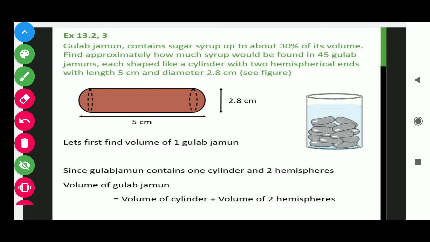Let's first find the volume of one gulab jamun. After that, find the sugar syrup. After that, multiply with 45. So let's start. Volume of gulab jamun is volume of cylinder plus volume of two hemispheres.